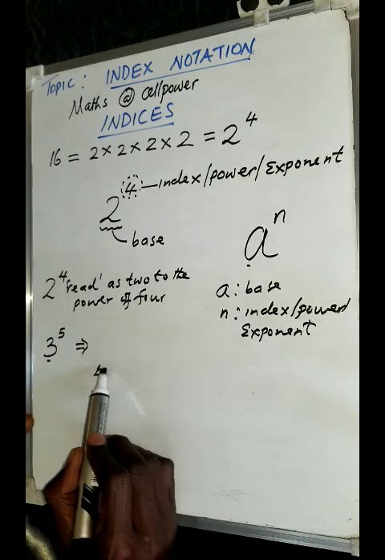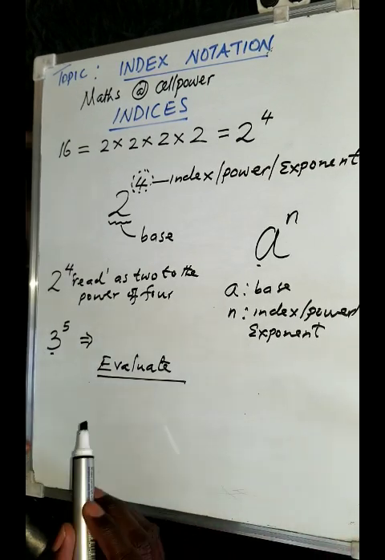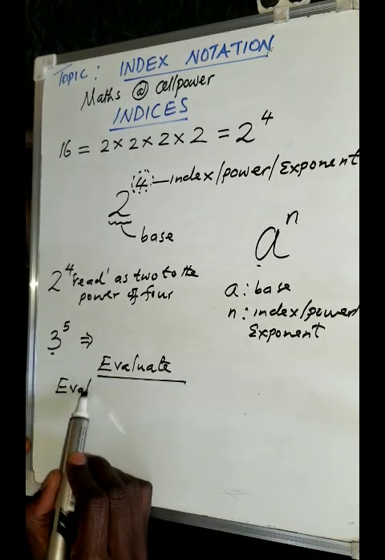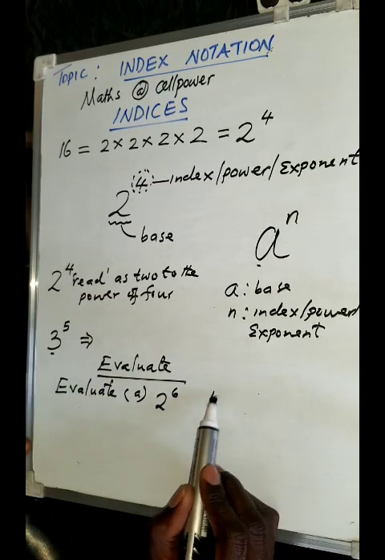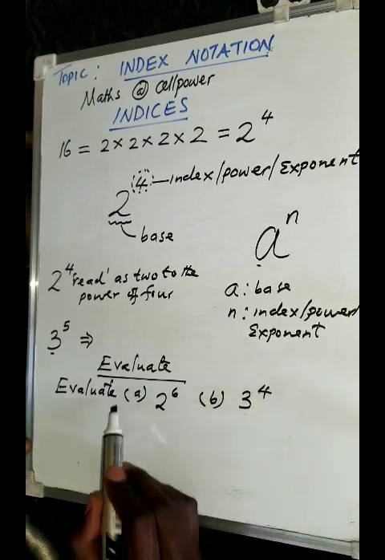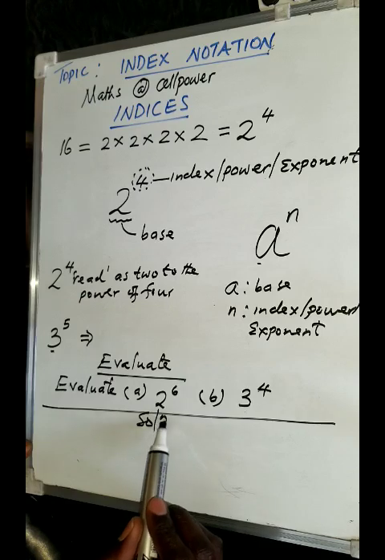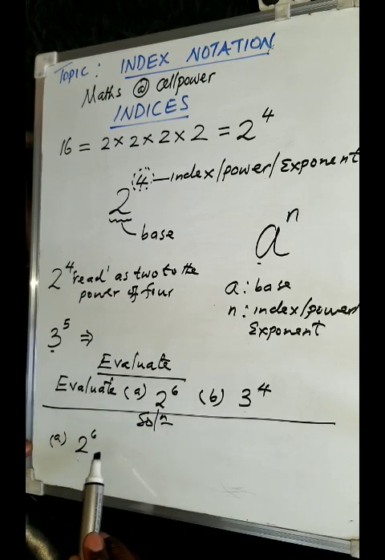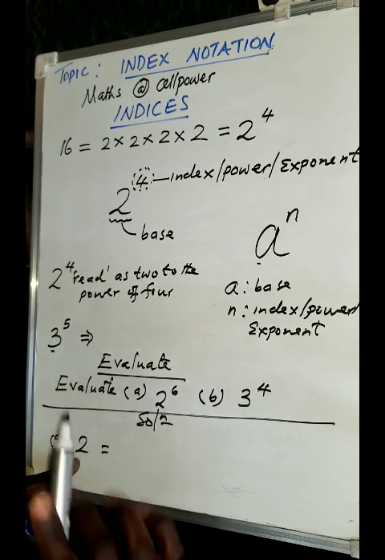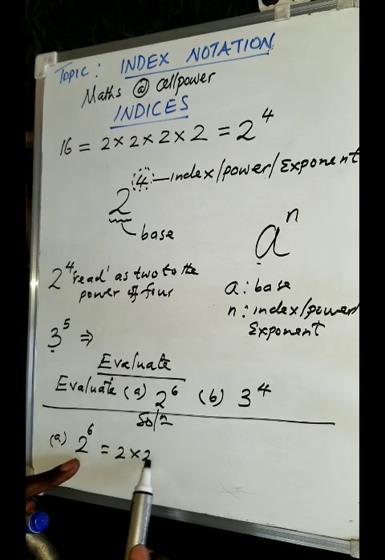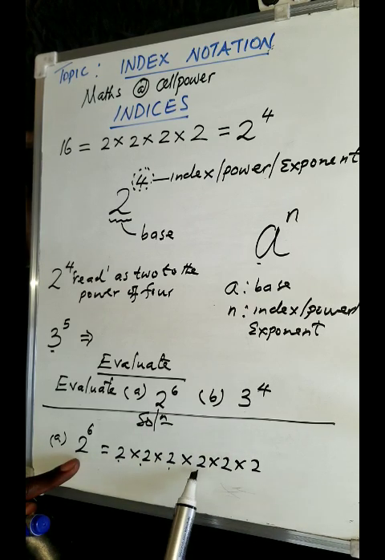Now let me give you some quick examples so that you can appreciate these indices. The question may tell you to evaluate, let's say, a, 2 to the power 6, and b, 3 to the power 4. What do they mean when they tell you that? 2 to the power 6 means you multiply 2 six times. So it will be 2 times 2 times 2 times 2 times 2 times 2, that is 1, 2, 3, 4, 5, 6.